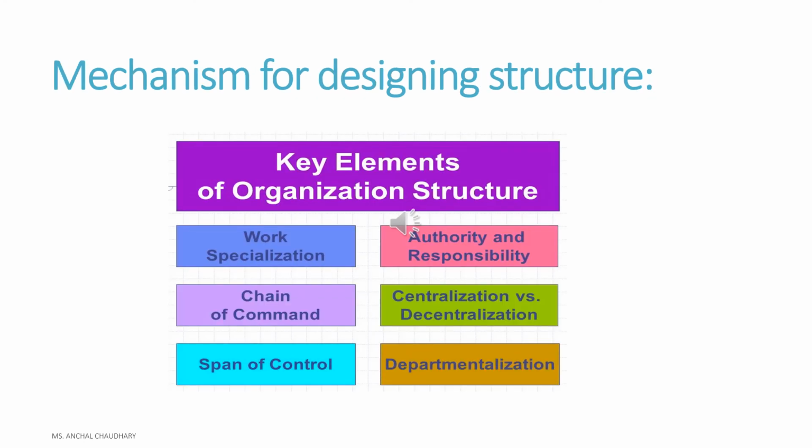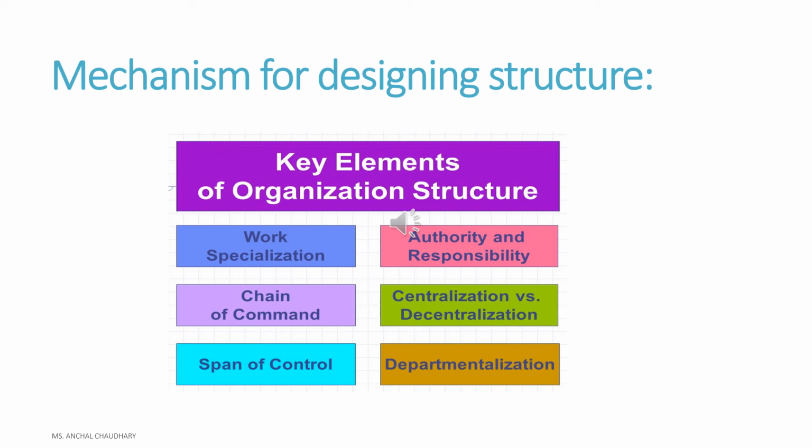Key elements of organizational structure. First is your work specialization. The work of each and every employee should be specialized, according to whatever they are good at. If an employee is good at writing content, that work should be allotted to that particular person only. In the same way, that will increase their efficiency, and also it will maintain an interest level in those employees.